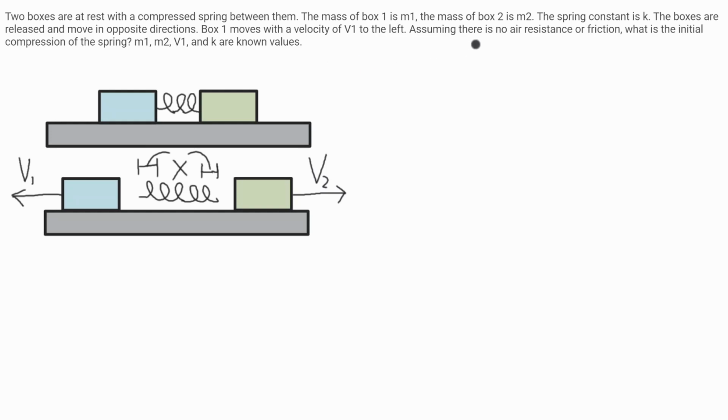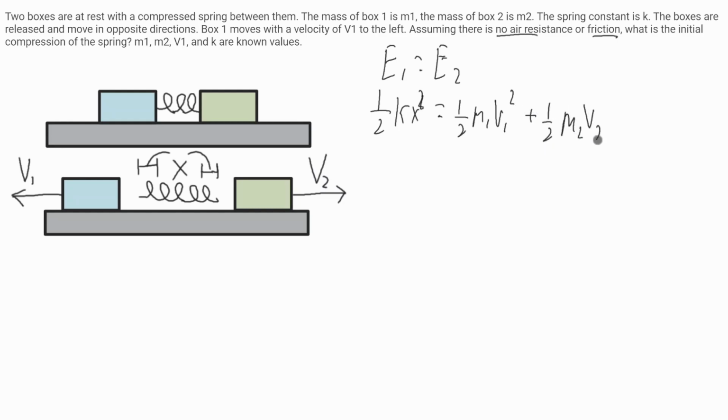I'm going to assume that there's no air resistance or friction, so energy 1 is going to be equal to energy 2, where 1 is before and 2 is after. Before, the only energy is just the energy in the spring, so this will be 1/2 k x squared. After, the spring will no longer have any energy, but both of these boxes will have energy. So it'll be 1/2 the mass of the first box, the velocity of the first box squared, plus 1/2 the mass of the second box times the velocity of the second box squared.